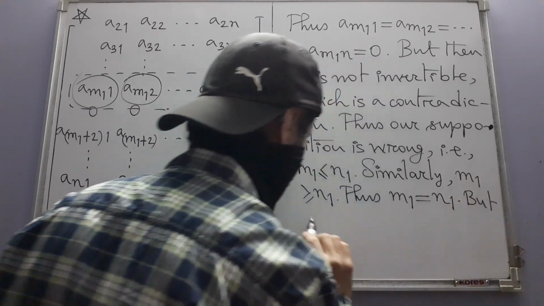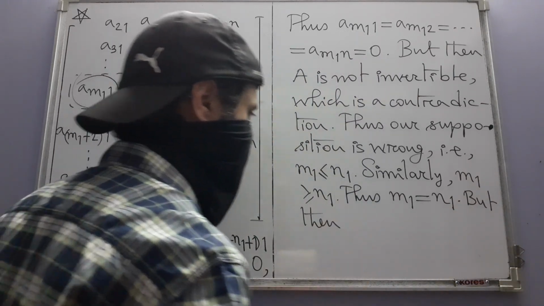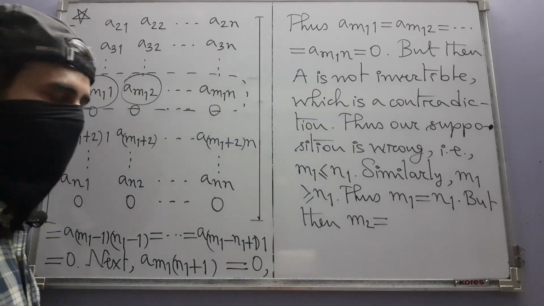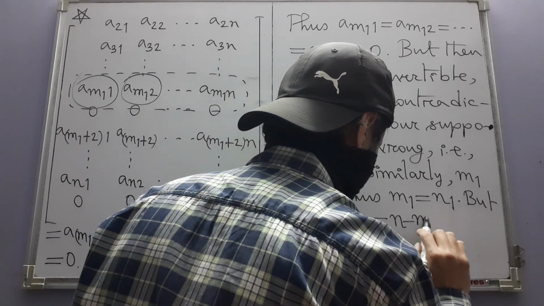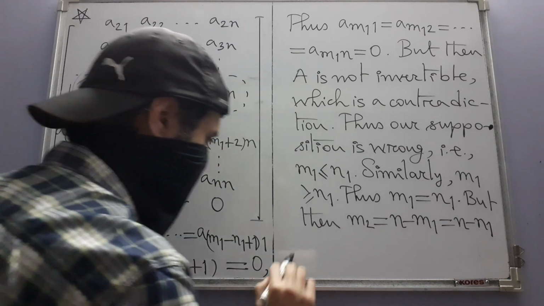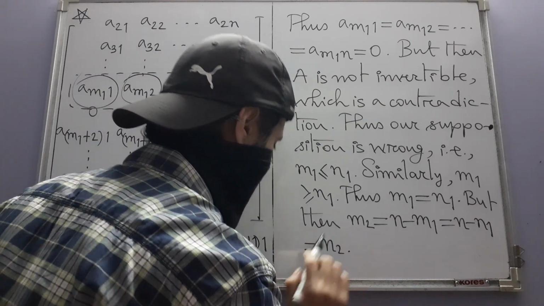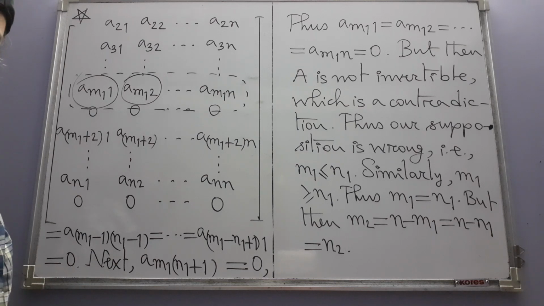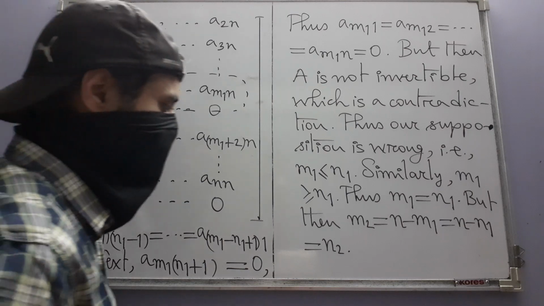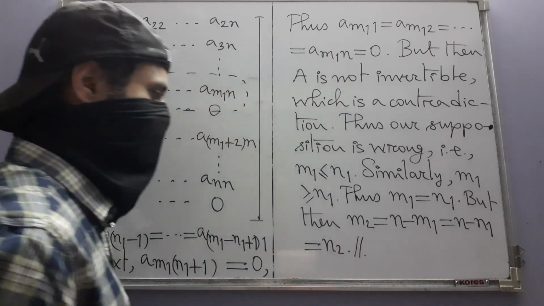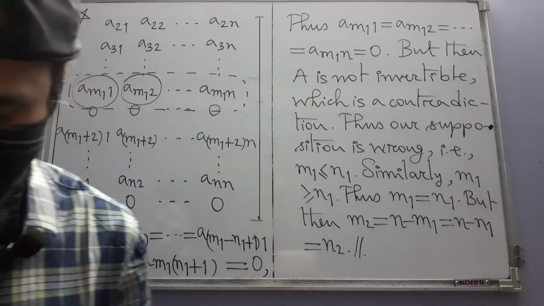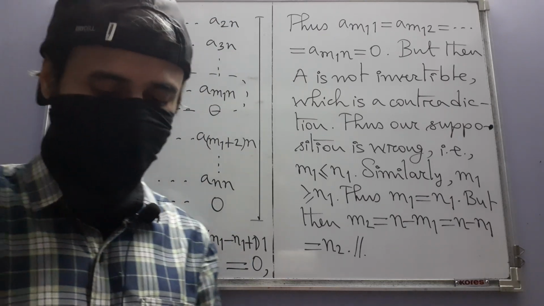But then what is m2? m2 is n minus m1. So now it becomes n minus n1. However, n minus n1 is n2. So that's how m2 and n2 are also equal. And that's it. So that's what we had to prove. If they are similar, then the matrices have to be identical. They have to be the same matrix, exact same matrix. So this is where the solution ends.